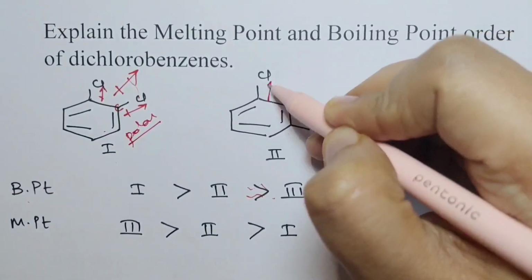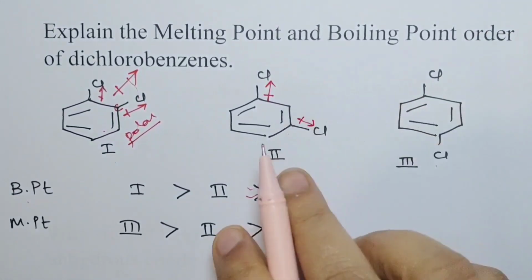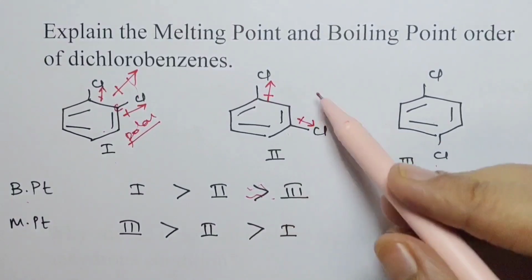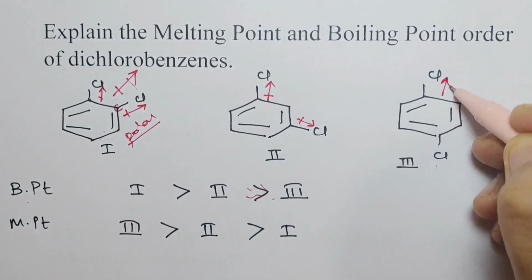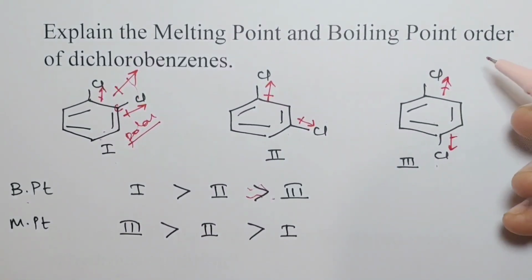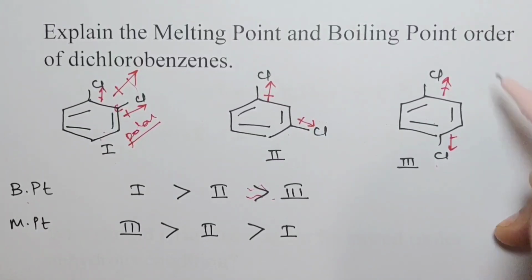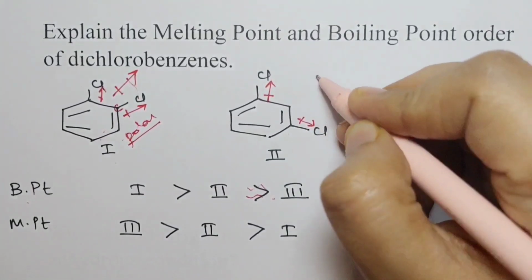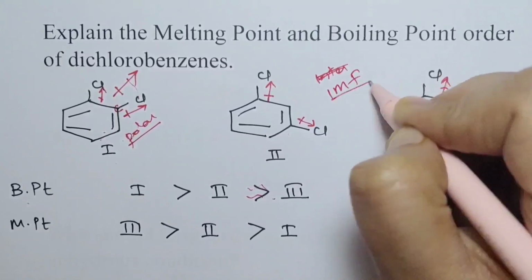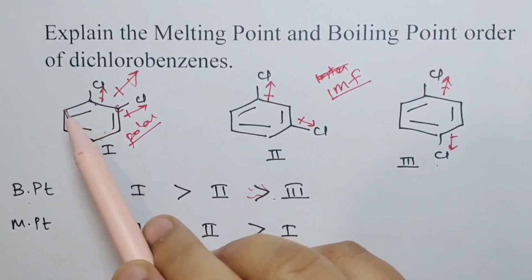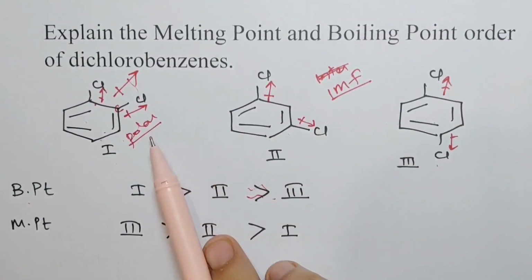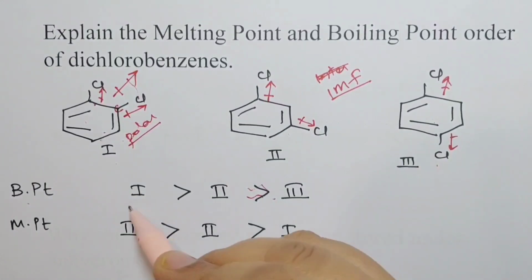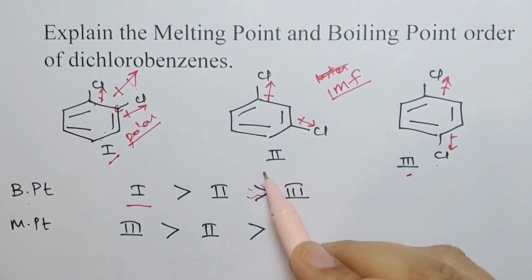Whereas here, there's a dipole here and then there's a dipole here. They are a little bit away from each other. So the resultant dipole would not be as great as in this. Here, the dipoles are actually in the opposite direction, so they cancel out each other completely. So this one is non-polar. Okay. Now, when we are talking about boiling point, the factor that influences boiling point the most is intermolecular forces. Intermolecular forces in this case would be dipole-dipole interactions. And here would be van der Waals forces because there is no dipole here. And dipole-dipole interactions are stronger than van der Waals forces, right? Therefore, the boiling point of one would be much greater than that of second or third.